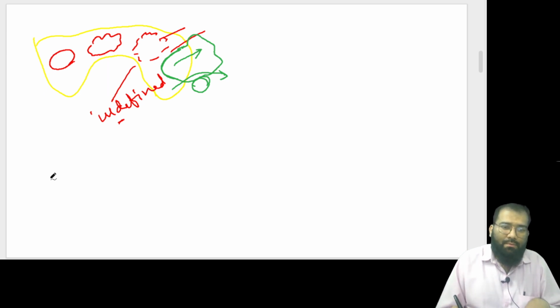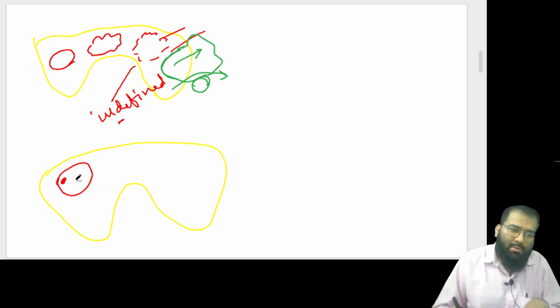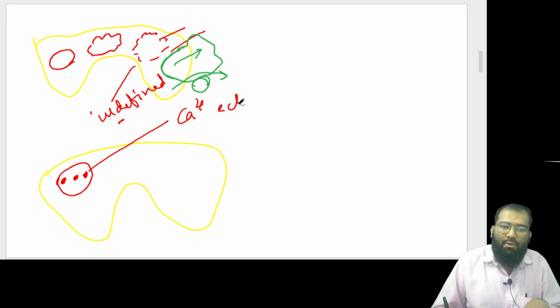Okay. So when it comes to calcifications, suppose imagine this is thyroid gland. Okay? This is the thyroid gland. And so you can have calcifications within the lesion. Okay, suppose there is a lesion, you can have calcification. So how will calcification look? It would be echogenic.